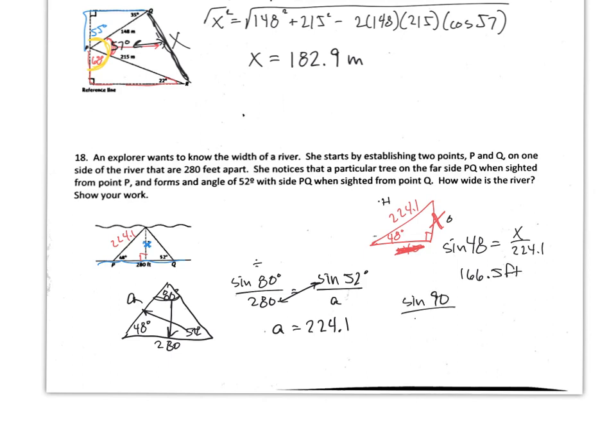If you'd rather use law of sines, it would look like this. Sine of 90 over 224.1 equals the sine of 48 over x. And you can certainly do the law of sines there as well. But that's the final answer.